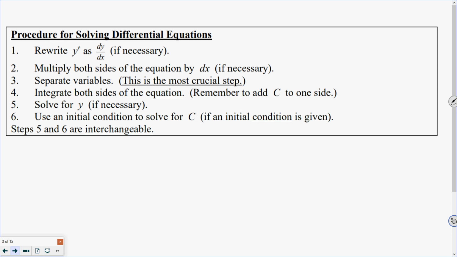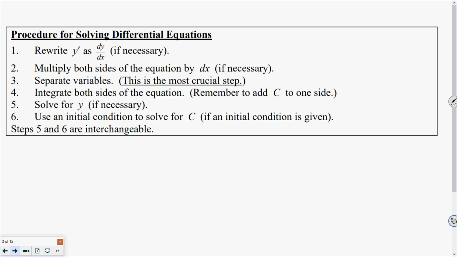Step number 4, once we get the y's and the dy together, the x's and the dx together, we're going to integrate both sides. And then step 5, we're going to solve for y. And then if we're given an initial condition, step number 6 is we're going to go back and find c. Sometimes it's easier to find c before we solve for y, and it doesn't matter which way you do it. So 5 and 6 are interchangeable. You can do one or the other first.